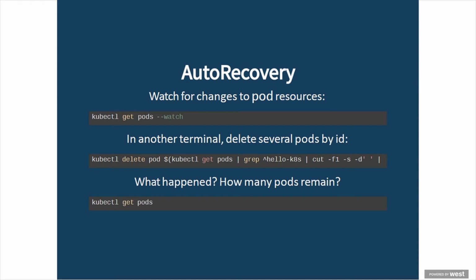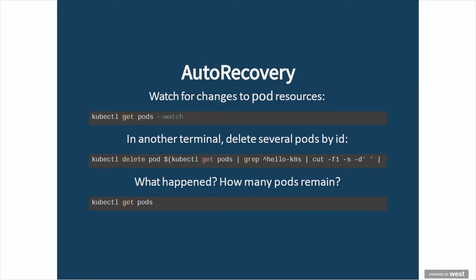kubectl delete pod followed by the pod IDs will delete multiple resources by ID. This full example, if you copy and paste it from the slides, should grab the top 2 pods from your list, or 2 random pods from the list, and delete them. You can run kubectl get pods to see what happened and how many pods remain.